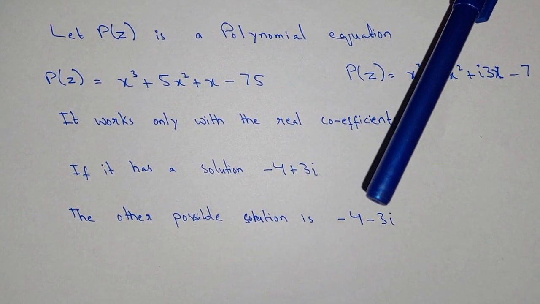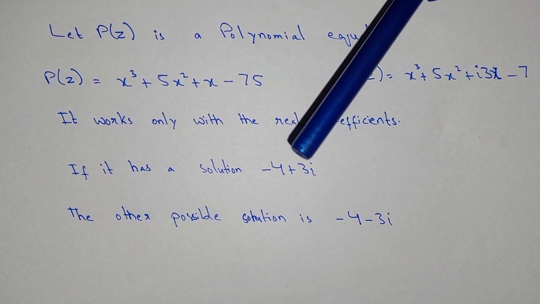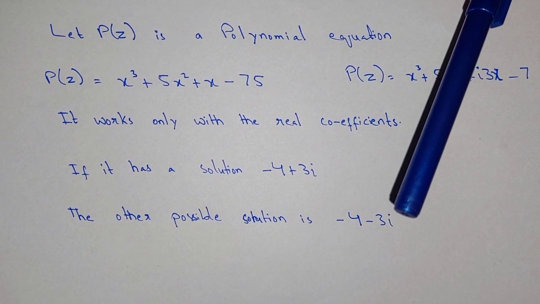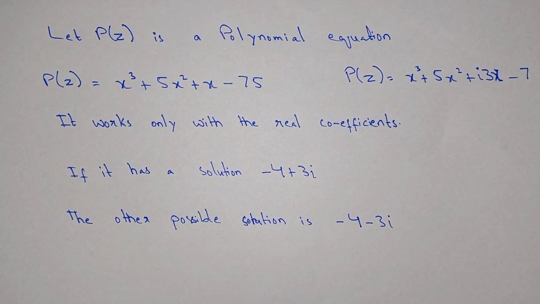Remember, here we have minus 3i and here we have plus 3i. So the sign is changing. It means this is the conjugate. So this is how this theorem works.